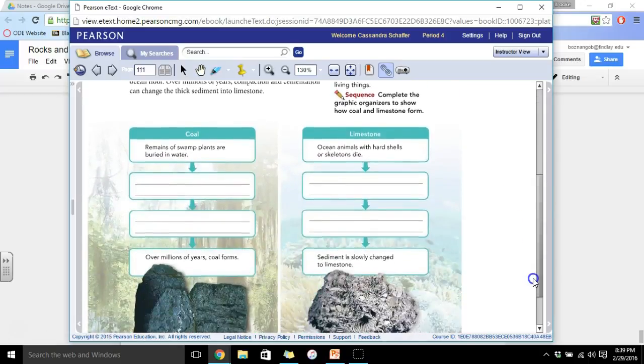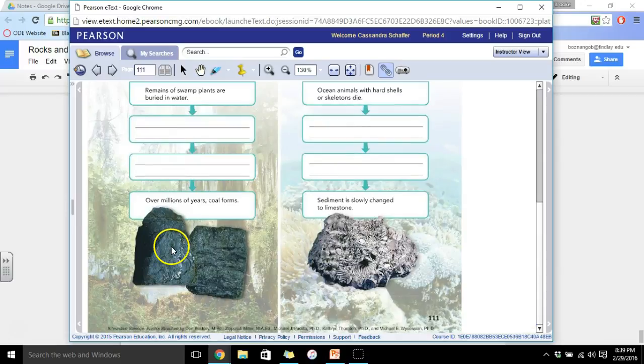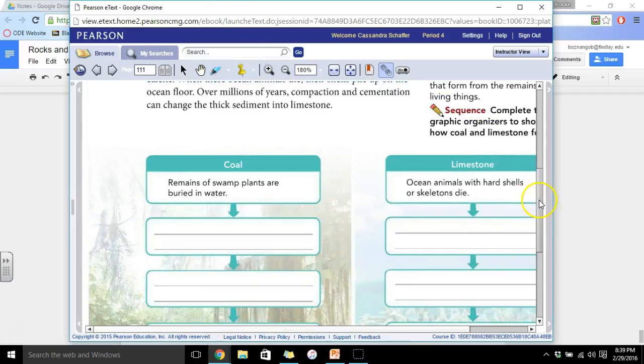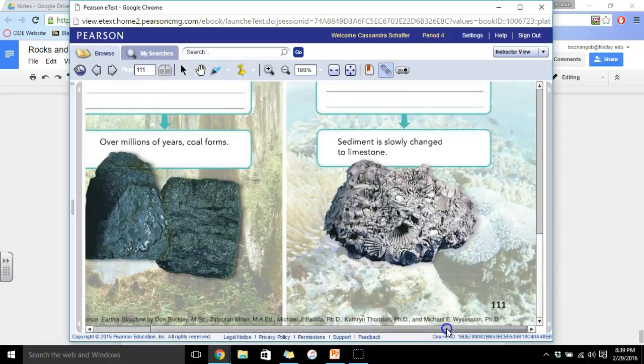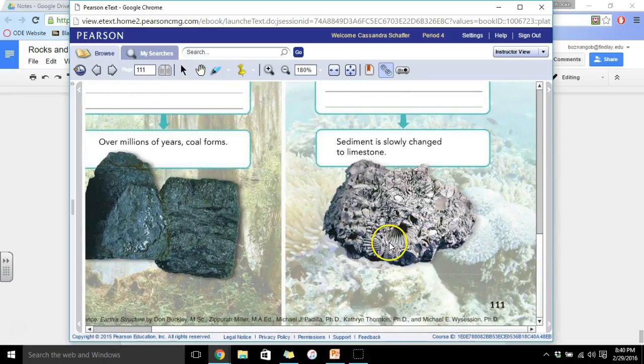So then down here, it shows you a picture. Here's a picture of coal, and then limestone. And what's cool about limestone is that if you look at it, I'm going to zoom in a little bit so you can see it better. But this limestone here, you can see it's got the remains. So like you see the clam shells here. And it looks like it's made from other animals, other skeletons of different things. And so you can definitely see that in the limestone. And so that's kind of cool.